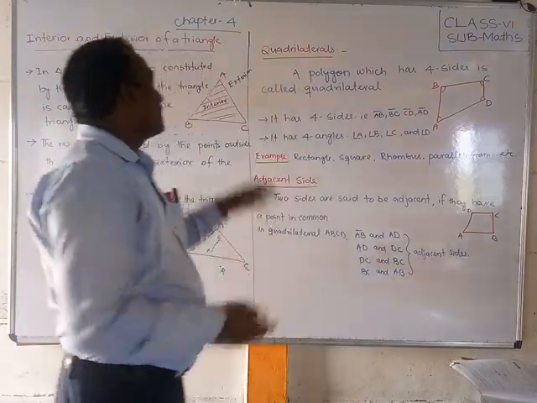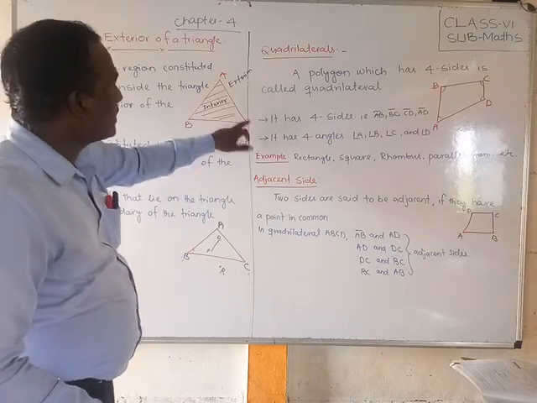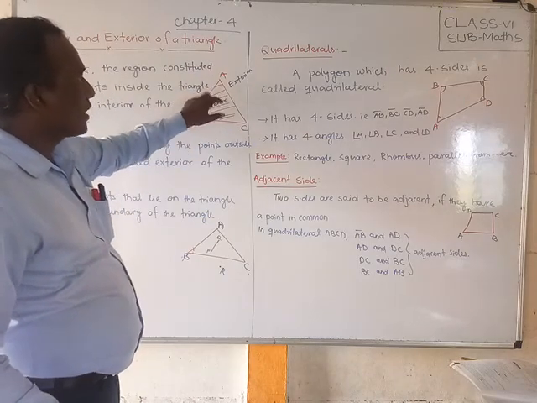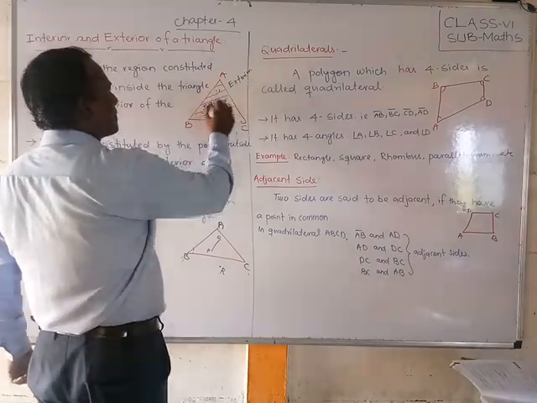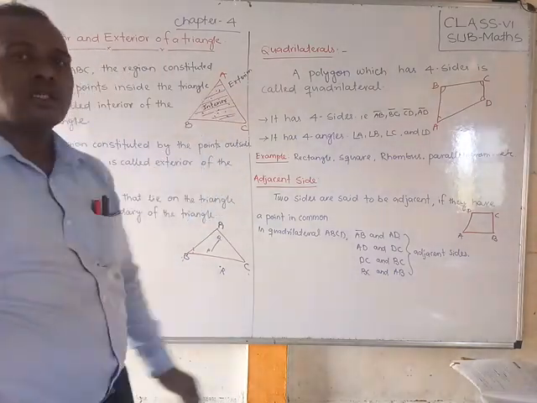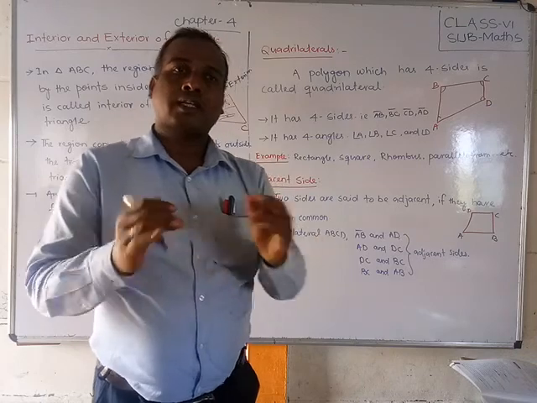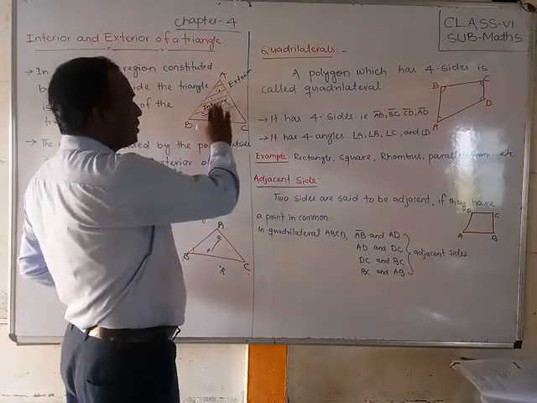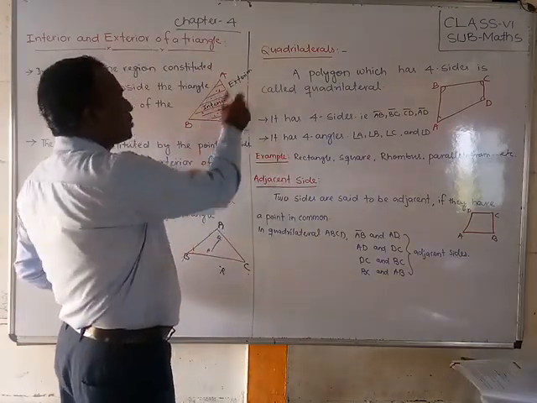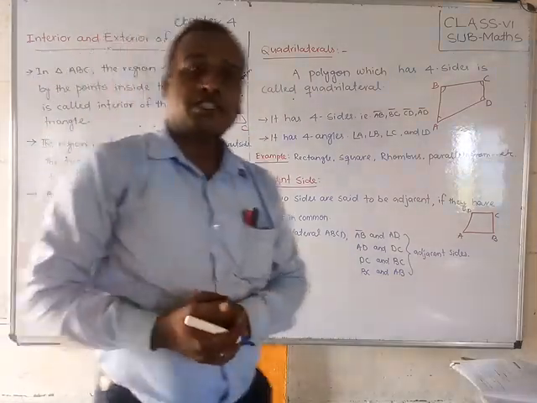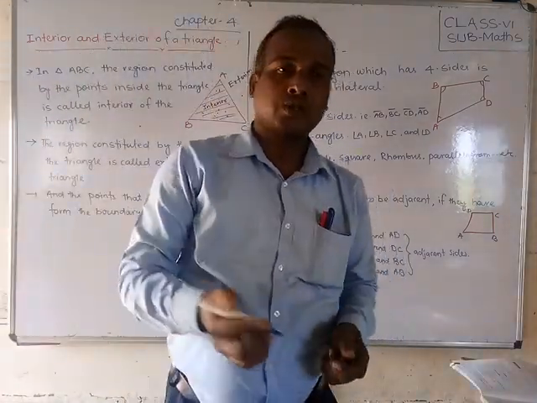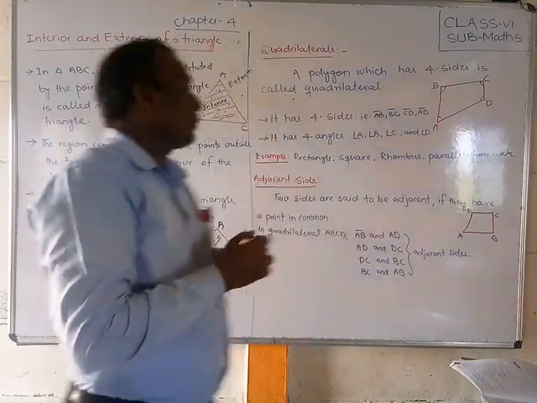Same like that, interior means inside that boundary, inside the triangle. Any points that come inside are called the interior of the triangle. If the points are not inside and not on the boundary, if they are outside, here one, here one, here one, they are called the exterior of the triangle. Okay students, did you understand? Now write this down.